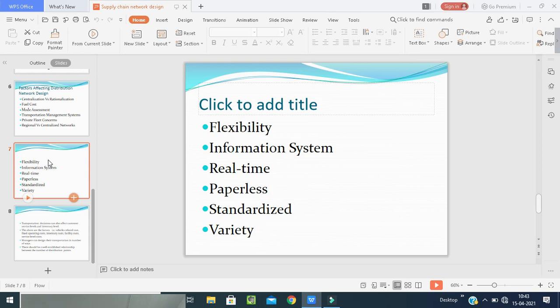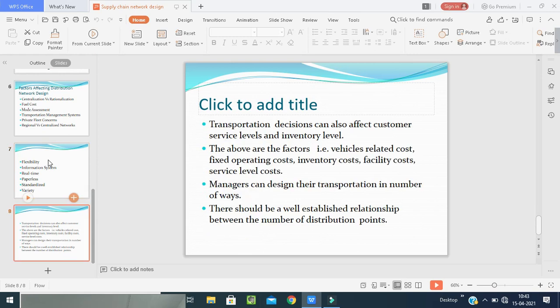Now, to help managers, a simple review process involving a multi-criterion decision making template can help to resolve the above issues. Next, transportation decisions can also affect customer service levels and inventory levels. With the help of transportation in the supply chain, we are going to fulfill the customers' requirements, needs, and expectations. The above factors, which you have read just now or I explained, are related to vehicle costs, fixed operating costs, inventory costs, facility costs, and service level costs. So here the manager plays a very important role.